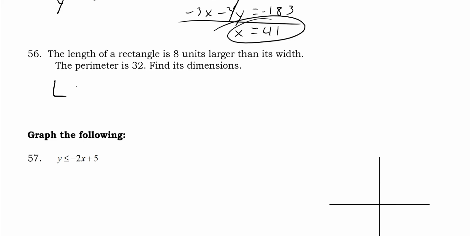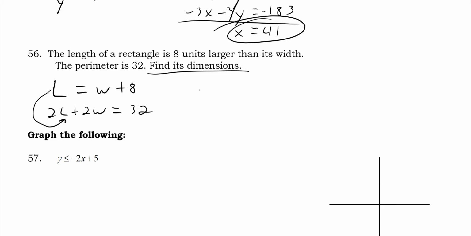Okay, length of a rectangle. So the length of the rectangle is 8 units larger than the width. So it's 8 more than the width. The perimeter, which is 2L plus 2W, which is always that, is 32. Find its dimensions. So you're going to use substitution. You're going to plug that into that L. So it's 2 times L, which is W plus 8, plus 2W is equal to 32.